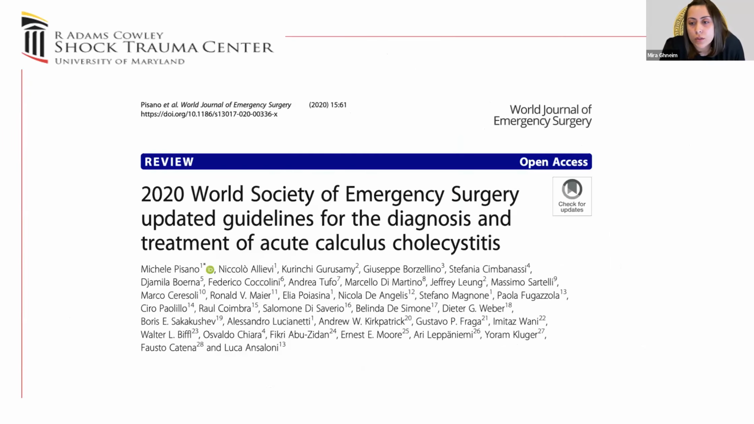And then in 2020, the World Society of Emergency Surgery updated their guidelines based on some more evidence that came about between 2013 and 2020 about how we should be managing patients. And in the next couple of slides, I'll tell you why you shouldn't put a cholecystostomy tube in someone, simply because there's really no evidence to support it, with the exception of a very small patient population.